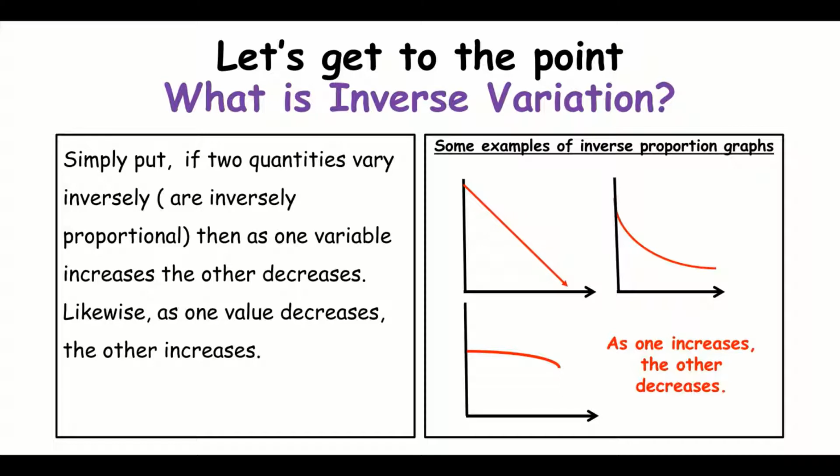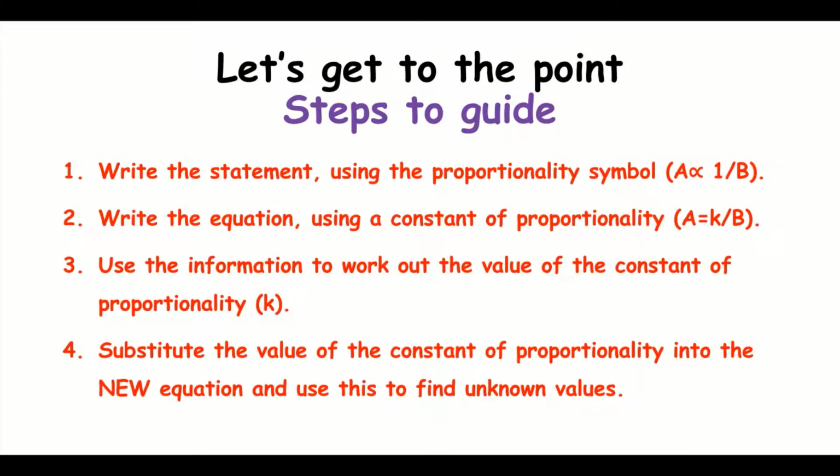I provided you with some graphs of what an inverse proportion graph or inverse variation can look like. Simply put, as one quantity increases, the other decreases. Now, just like direct variation, the steps are the same. You're going to write the statement using your proportionality symbol, then write your equation using your constant of proportionality. Then you're going to use the information to find your constant k or whatever variable it is, and you're going to find a new equation that you can use to find other unknown values.